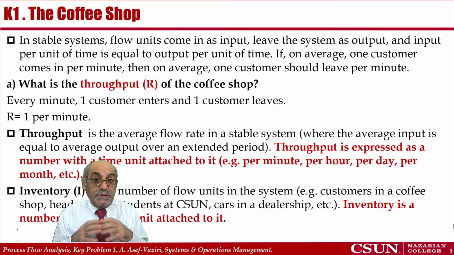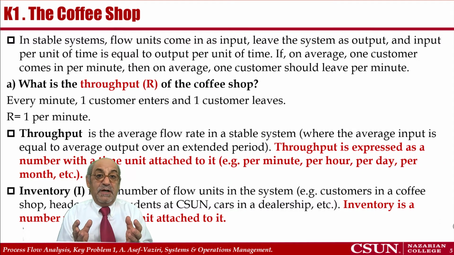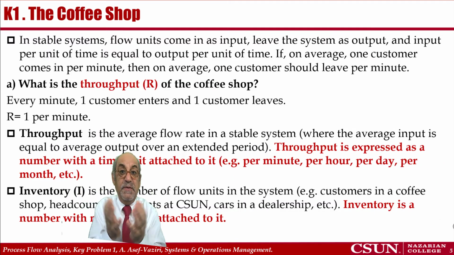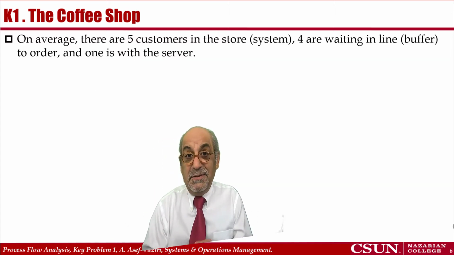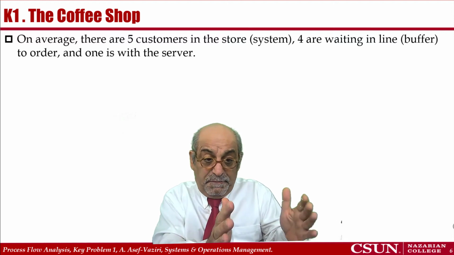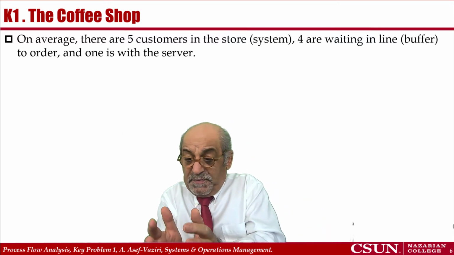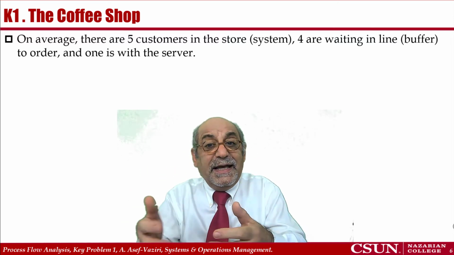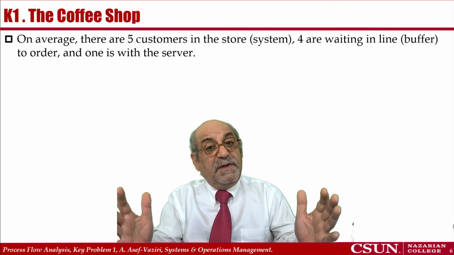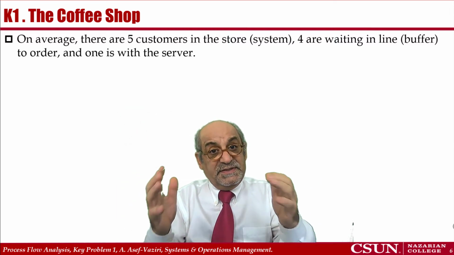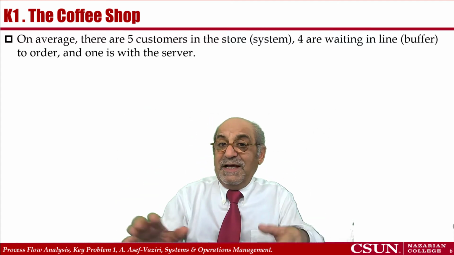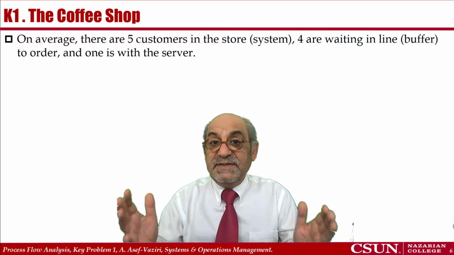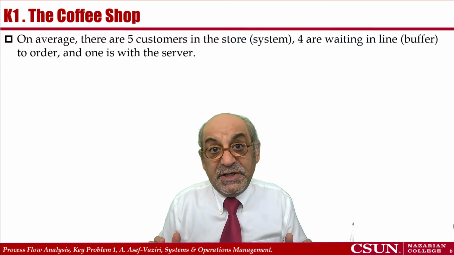So inventory in the coffee shop is the average number of people who are in the waiting line. And the data of the problem tells us there are always 4 people waiting and 1 person is at service. So 5 people on average are always inside the system. In real life, these 5 people sometimes is nothing, sometimes is 10. On average, they are 5.